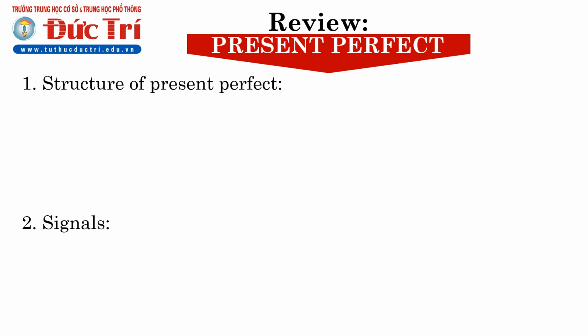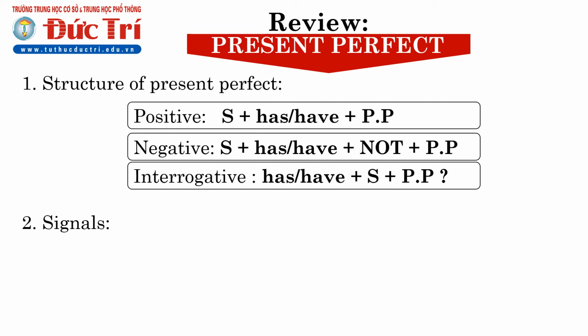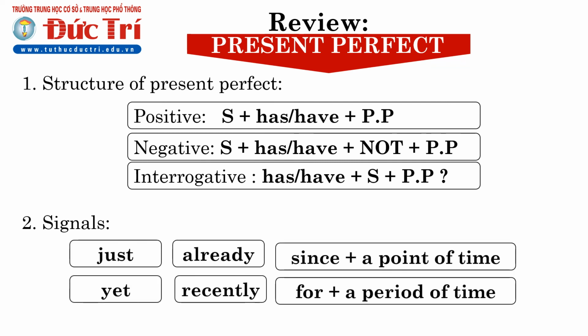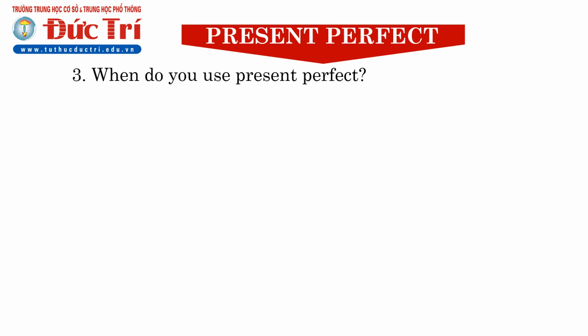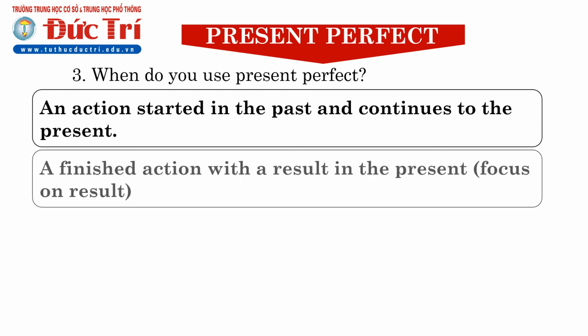Now, let's review all of the lessons. For present perfect, we go through the structure: positive, negative, and interrogative. We have some signals for present perfect: just, yet, already, recently, especially, since, and for. When do we use the present perfect? An action starts in the past and continues to the present.